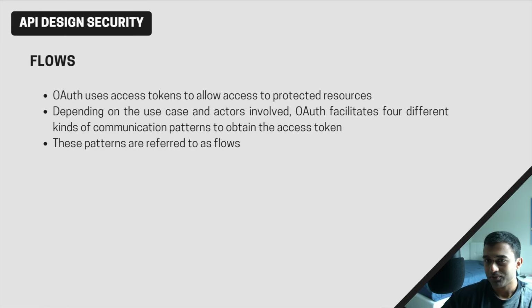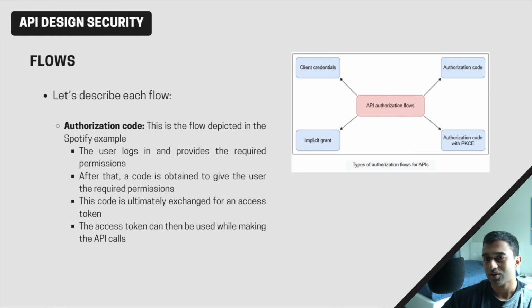So now let's talk about flows. OAuth uses access tokens to allow access to protected resources. Depending on the use case and the actors involved, OAuth facilitates 4 different kinds of communication patterns to obtain the access token. These patterns are referred to as flows. So let's describe each flow.